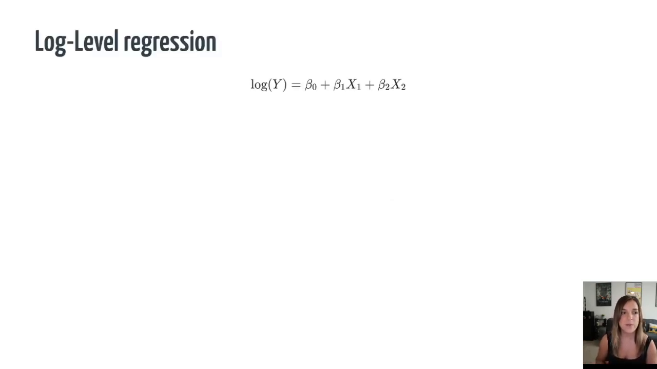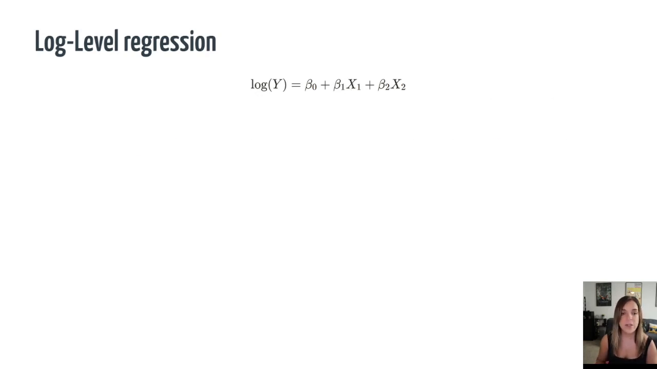Let's see some examples. So this is a log level regression. What do I mean by log level? This means that our dependent variable is in a logarithm and our covariates are not, okay? And again, we're going to focus on beta 1. So in this case, because y is in a logarithm, this will change in percentage terms, and x1 is going to change in units.